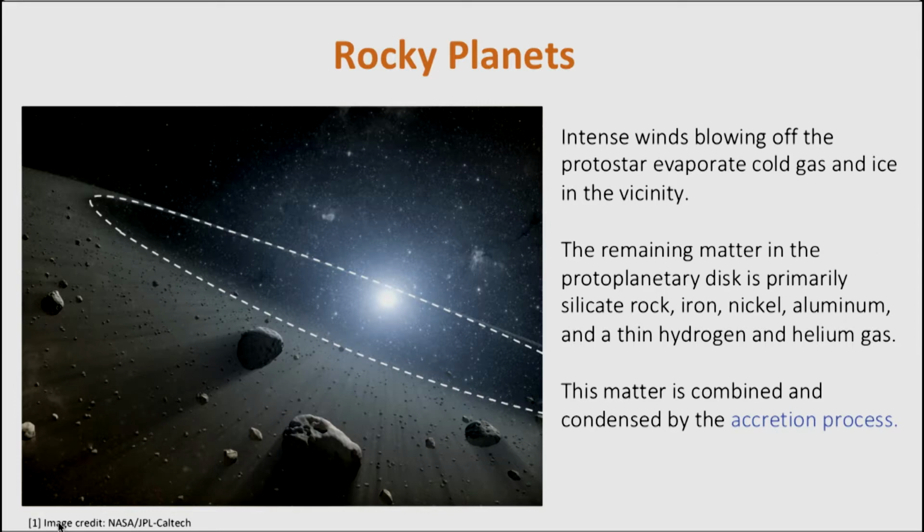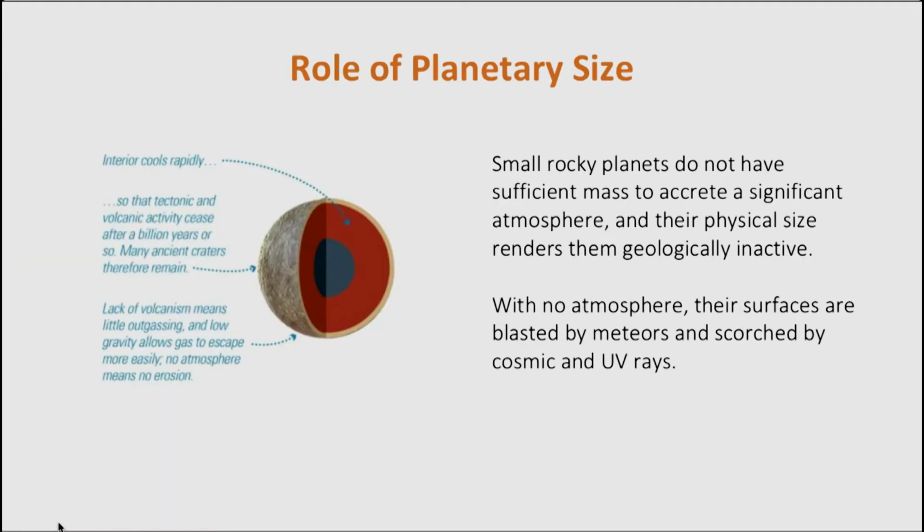The rocky material that forms planets in the inner solar system is not associated with a large amount of light gases because of the radiation from the young star. Radiation pressure drives away gas and also small dust particles from the inner regions of a solar system. So the remaining matter in the protoplanetary disk is primarily silicate rocks, iron, nickel, aluminum, and a very small amount of residual hydrogen and helium. As we've seen, these planets grow by the accretion process.